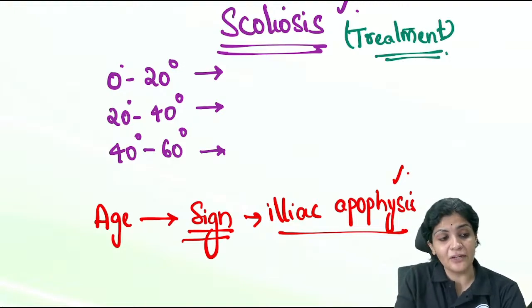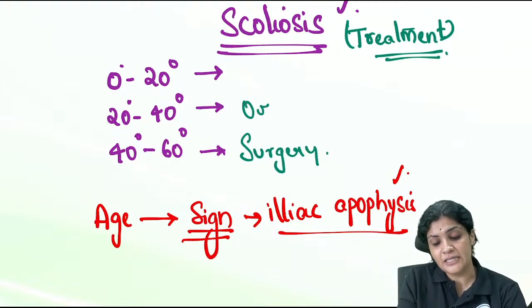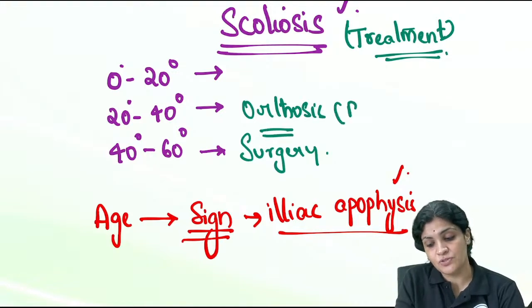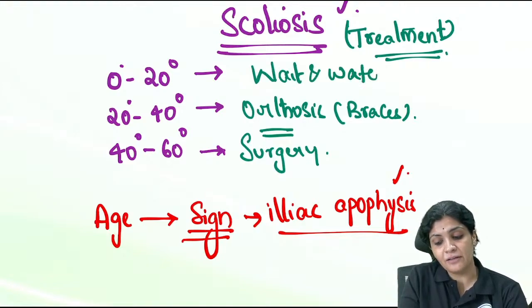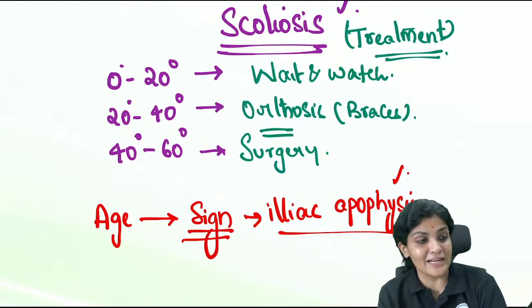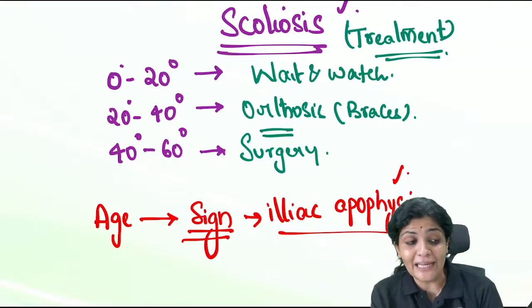So if it is 40 to 60 degrees, we know that this patient is going for surgery. And if it is 20 to 40 degrees, we will treat the patient with orthosis, that is the braces. And if it is 10 to 20 degrees, we can wait and watch. But how long do we wait and watch? For that, we have to know the age of the patient.